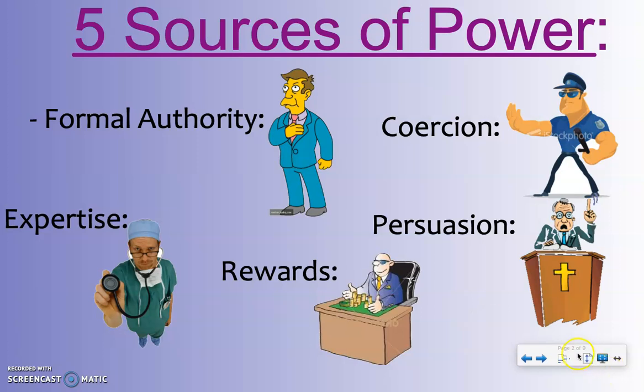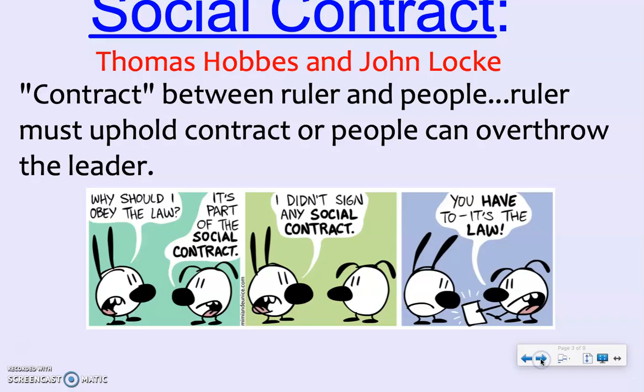So moving on. Social contract. When we talk about those 5 sources of power, we also have to look at legitimacy. What gives a ruler legitimacy? How are we as people going to follow a particular leader? What's going to make their power legitimate enough that we're going to believe them? We're going to listen to their rules.